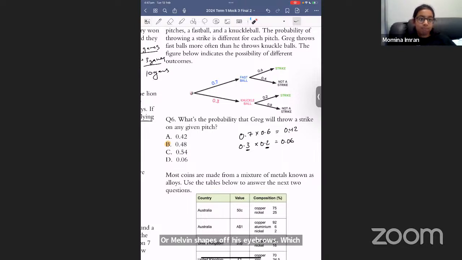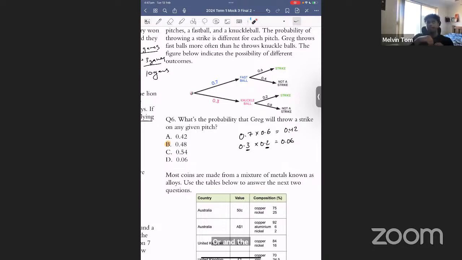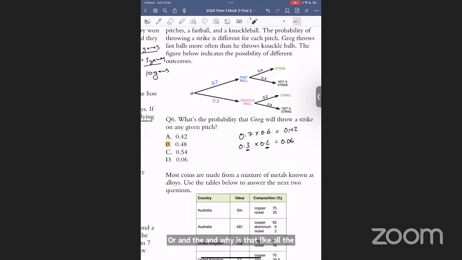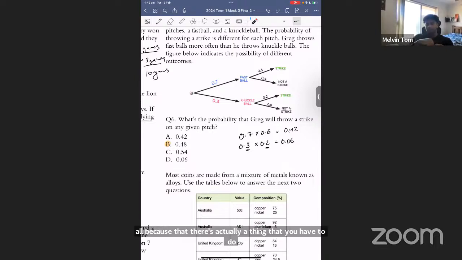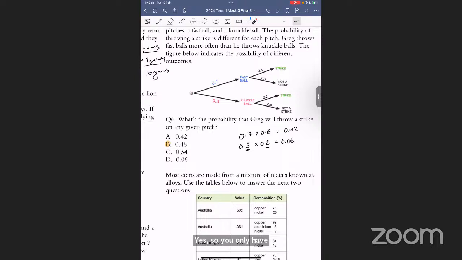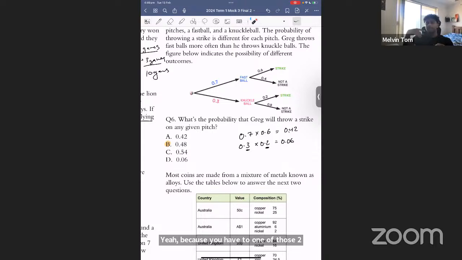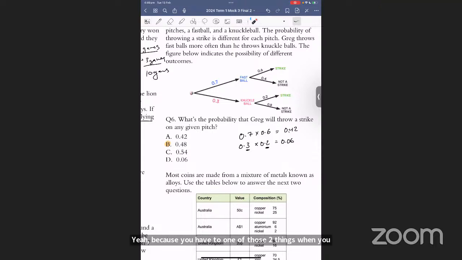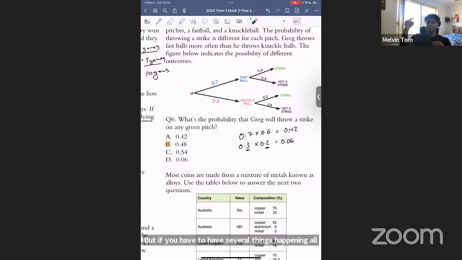The or. Although it might make sense in your head, which one has a higher probability of happening? You only have to do one of those 2 things. Because you only have to do one of them when you have or, it has a higher probability of happening. But if you have to have several things happening all at once, then the probability goes down and down and down. Do you understand?